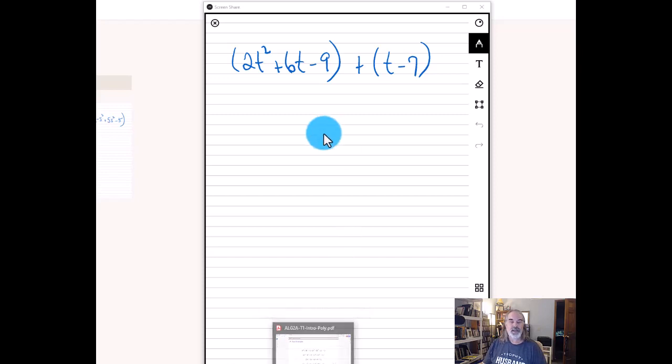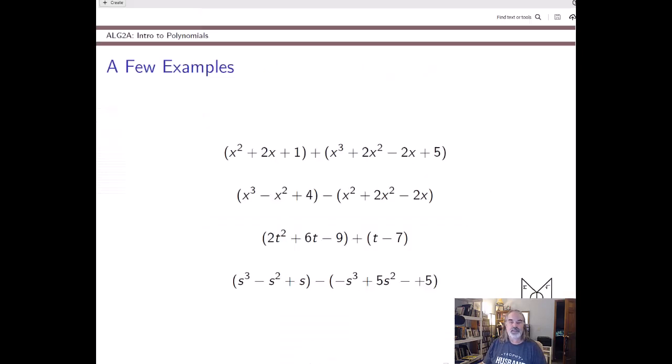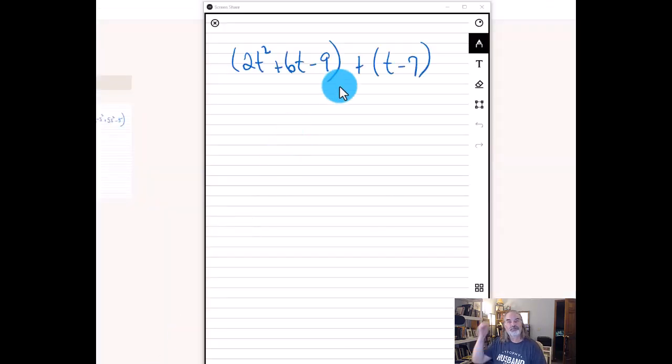All right, there's the next one. If you don't believe me, here it is. 2t squared plus 6t minus 9 plus t minus 7. This one is more practice with not freaking out because we changed the variable from x to t. Nothing changes. The process is still the same.